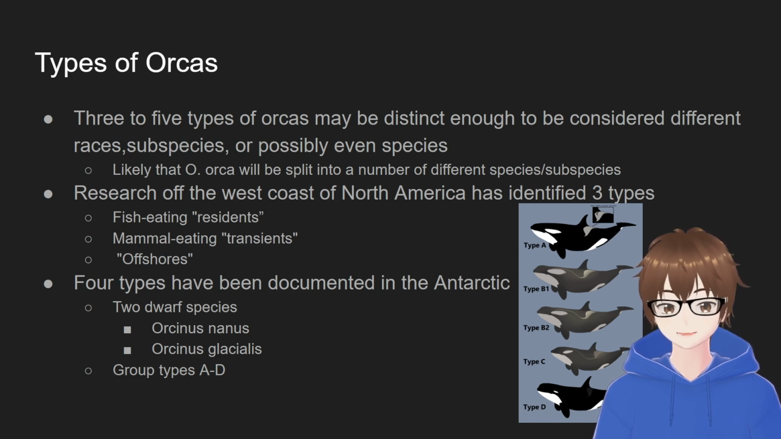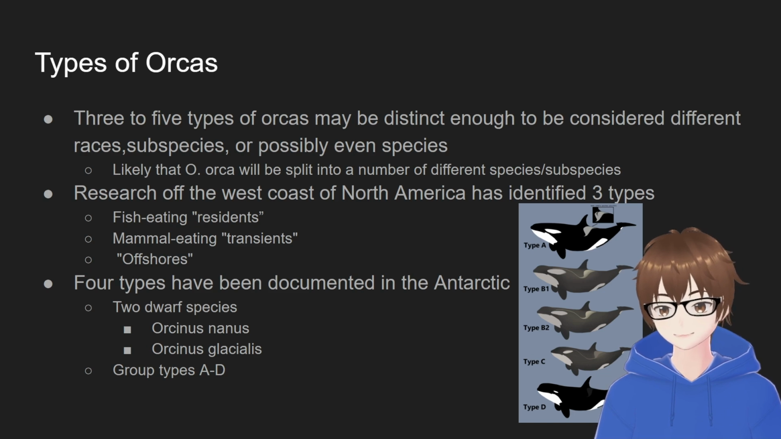So there are 3 to 5 types of orcas, and they may be distinct enough to be considered different races, subspecies, or possibly even species. So it's likely that O. orca, or Orcinus orca, will be split into a number of different species or subspecies. Research off the coast of North America has identified 3 types: fish-eating residents, mammal-eating transients, and then offshores. And then there are 4 types that have been documented in Antarctica, including 2 dwarf species, Orcinus nanus and Orcinus glacialis.